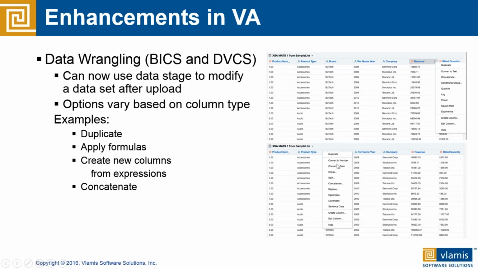And then if it is a textual type of column, notice that some of the things we can do is convert it to a number, convert to a date, group, sort, uppercase, and so forth. So there's lots of capabilities in here now that we can use this data stage capability to modify the data set after the upload. Some of the things include duplicating, applying various formulas. You can create new columns from expressions and concatenate multiple columns together. It's a very nice feature.